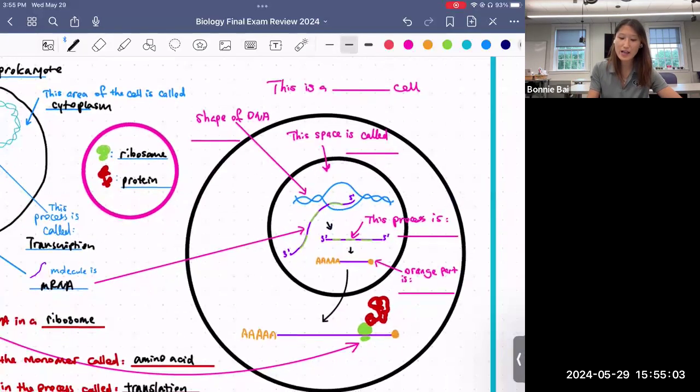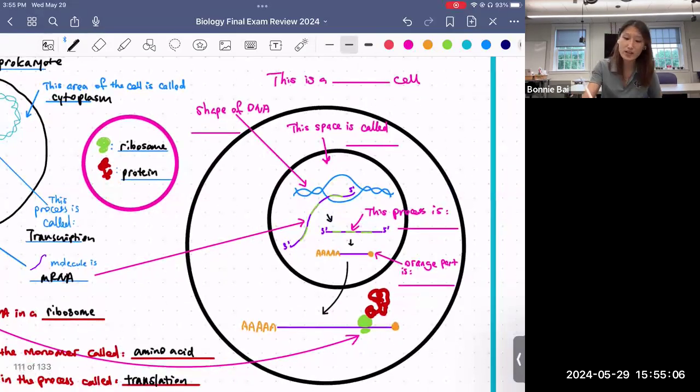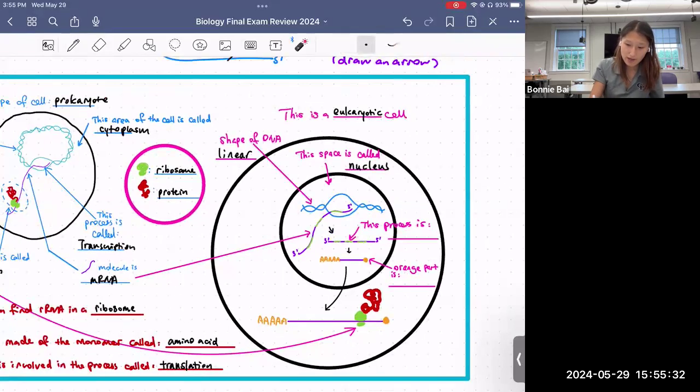All right, on the right side, we do also have transcription and translation, but we're looking at a eukaryotic cell because we have the outside cell membrane, and then we have the nucleus inside as well. The shape of the DNA over here is linear. We still have our DNA right here, and we still have our mRNA right here, right?